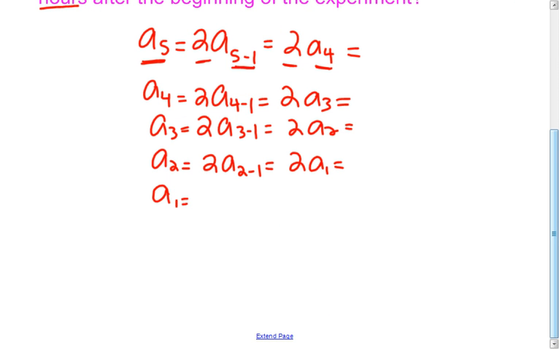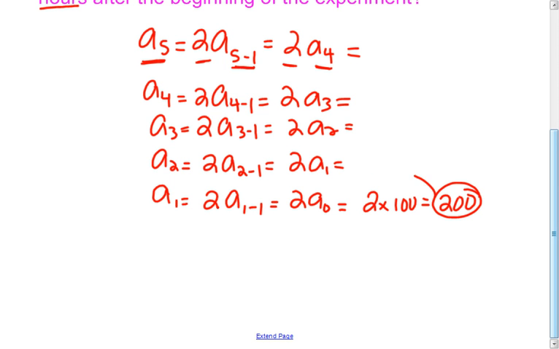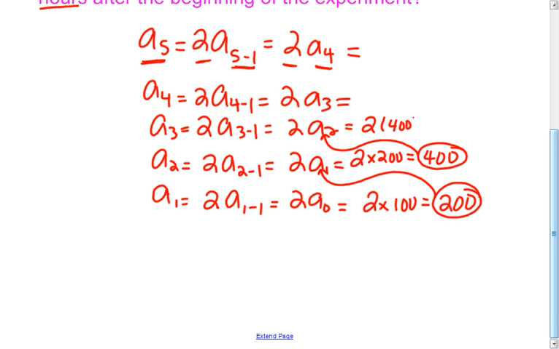So to find the 1st term, I will take 2 times the term before it, which now I know. Okay? So I know that A0 is 100. So I can take 2 times 100, and of course get 200. And then I will plug that in right here. Since I know the 1st term is 200, I can take 2 times 200 and get 400. Now I know that the 2nd term is 400, so I can plug that in and go 2 times 400 is 800.